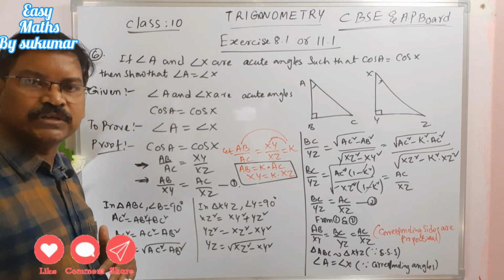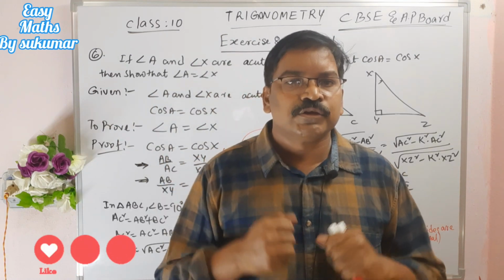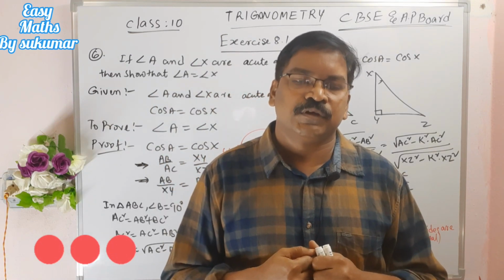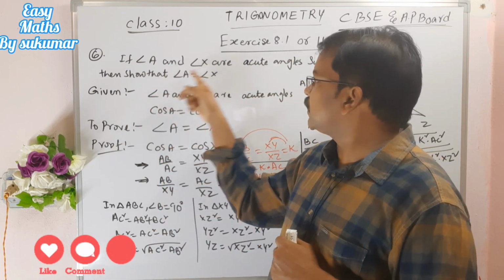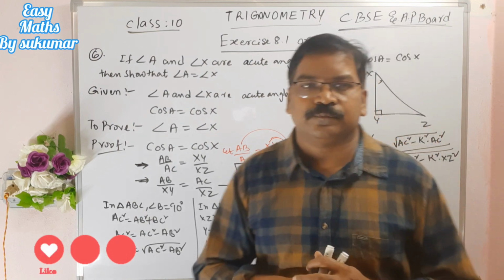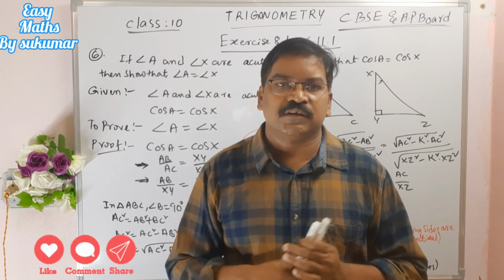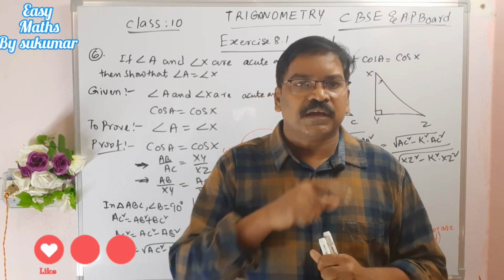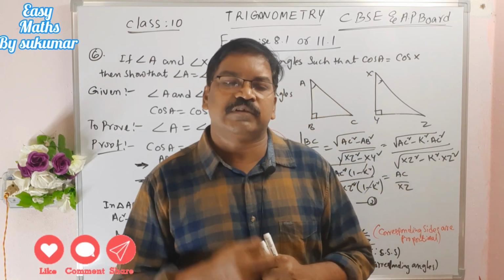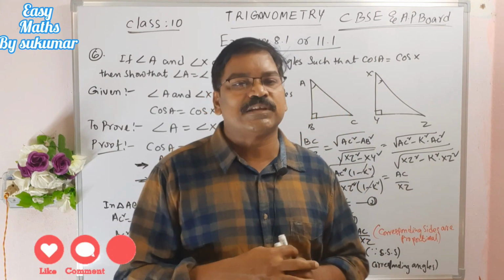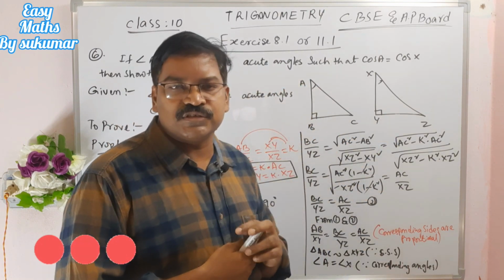Let me repeat, my dear students. Here, in this question, angle A and angle X are two acute angles. And one more thing given here is that cos A and cos X are equal. Let us take the two triangles here, one is ABC and XYZ. So angle A and angle X are acute angles of triangle ABC and triangle XYZ respectively. Therefore, here in these two triangles, angle B and angle Y are 90 degrees.